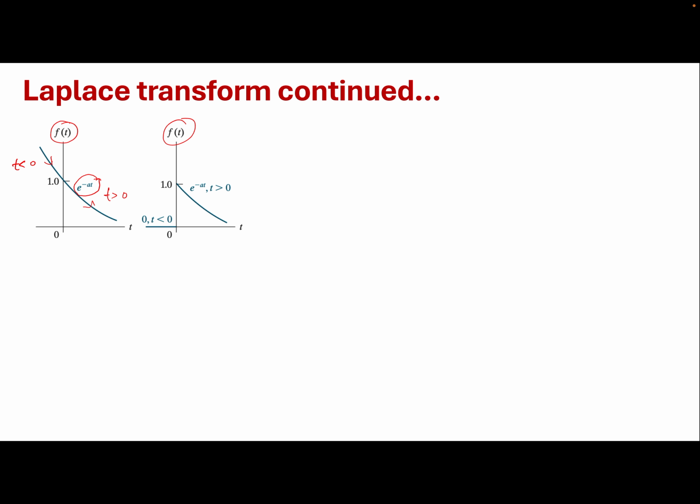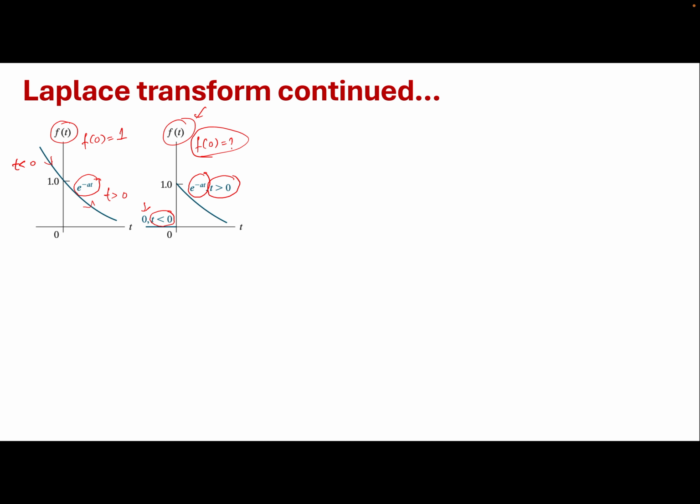What is the value of f of t at 0? I know the value is exactly equal to 1. Now let's look at this function. This is also f of t, but this function is called a discontinuous function. Why discontinuous? Because for t less than 0, the value of the function is 0, and then for t greater than 0, the function can be represented by this exponential, e raised to the power minus at. But what is the value at 0 here?